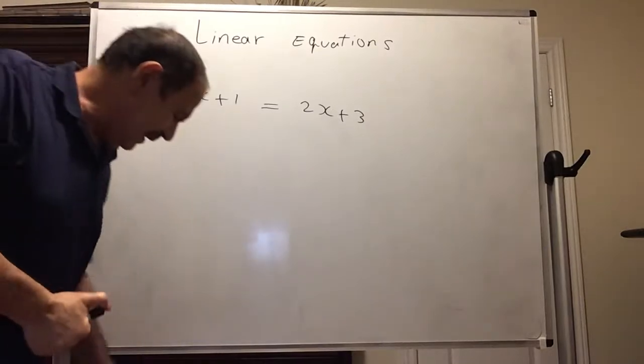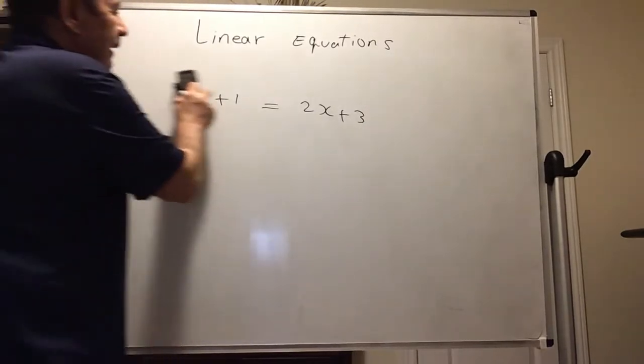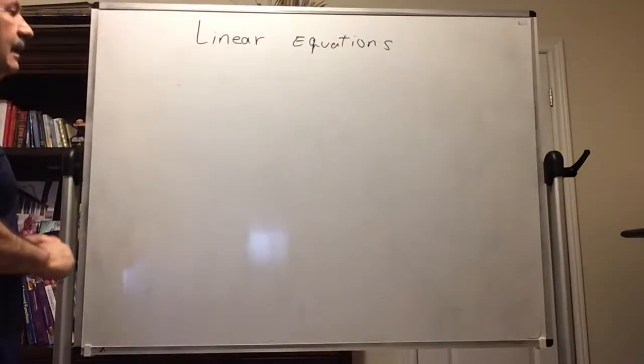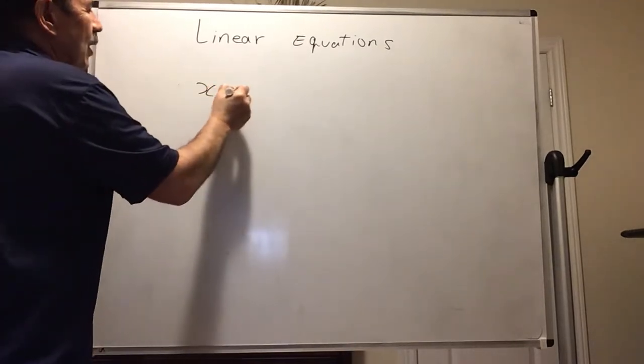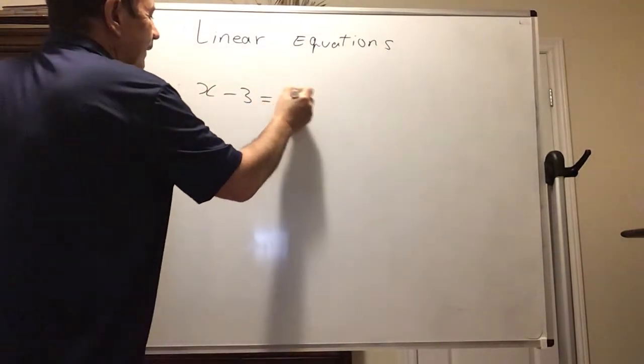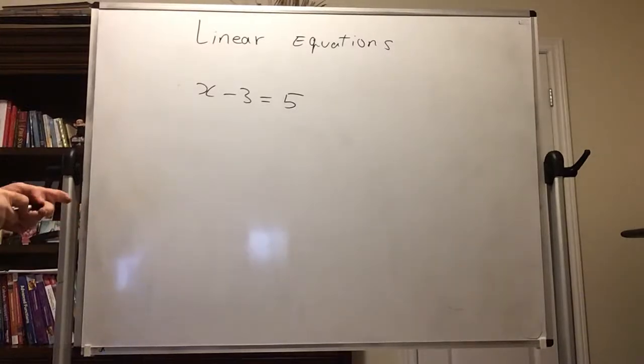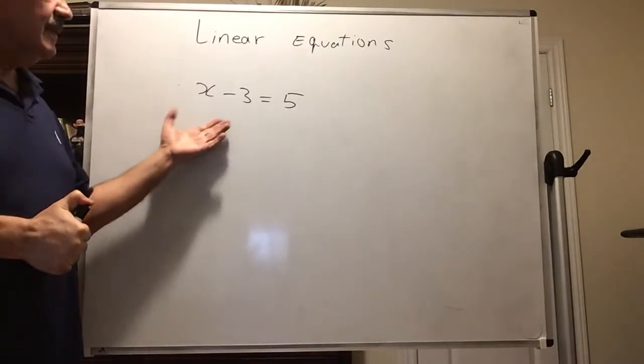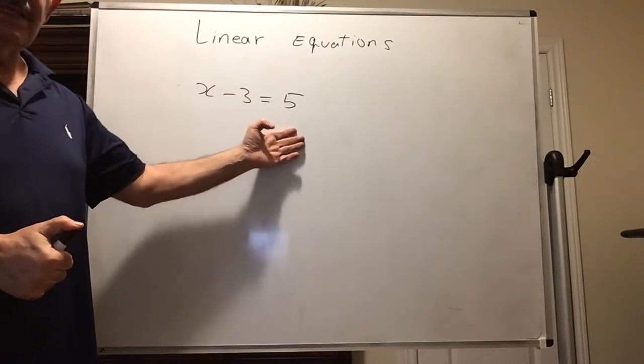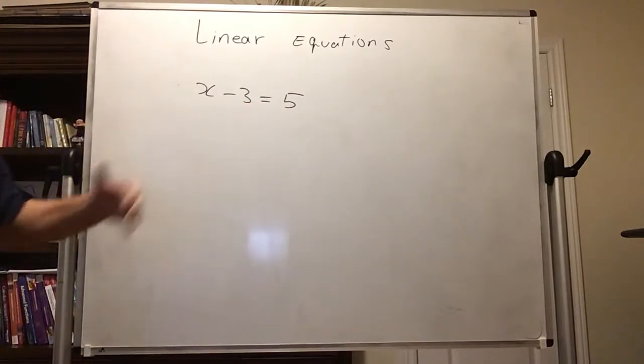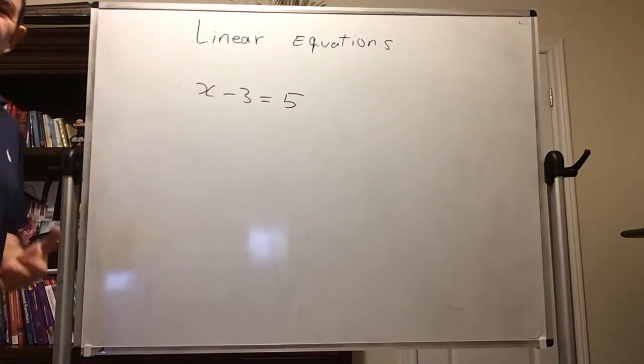Or in a simpler format, if I write x minus 3 is equal to 5, again this is an equation. X minus 3 is the left side, and 5 is another expression on the other side. The equality of these two we call an equation.